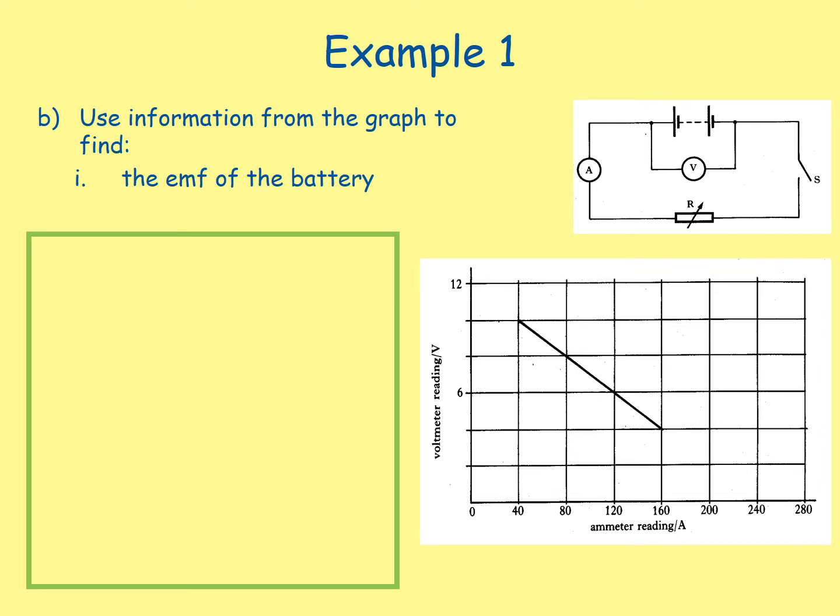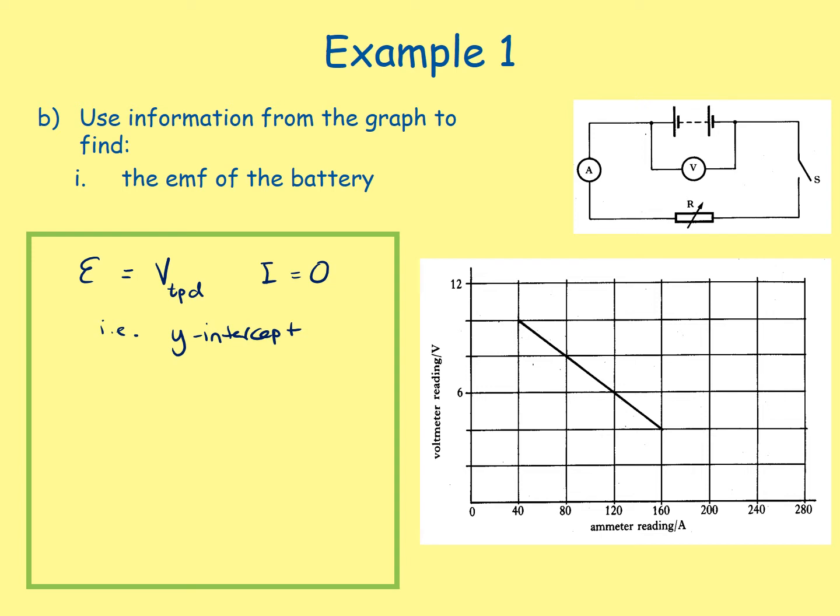Part B. Use the information from the graph to find, first, the EMF of the battery. We know that the EMF is equal to the terminal potential difference when the current is 0. So that is our y-intercept that we're looking at here.